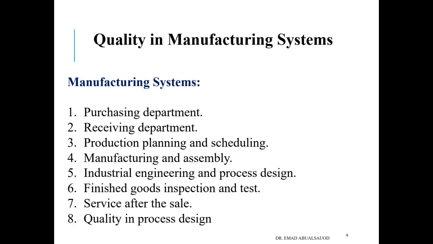Okay, in manufacturing systems, usually you have these departments, or we call it subsystems, which means systems. We have the purchasing department, receiving department, manufacturing, or let's say production planning and scheduling first, then manufacturing and assembly, industrial engineering and process design, finished goods inspection and test, service after the sale, quality and process design. These are the systems that build the manufacturing system.